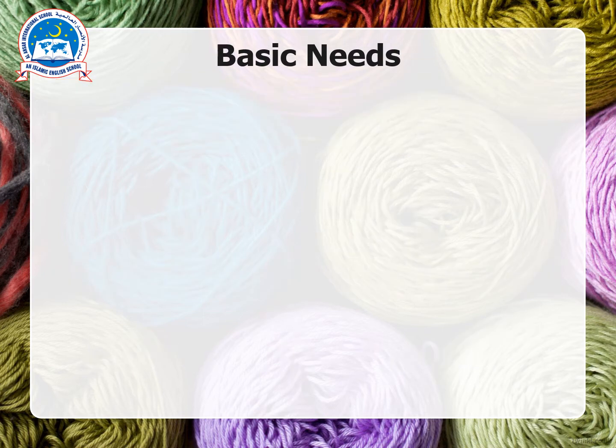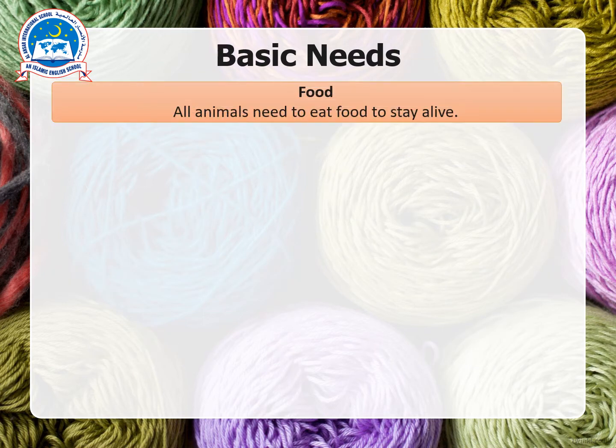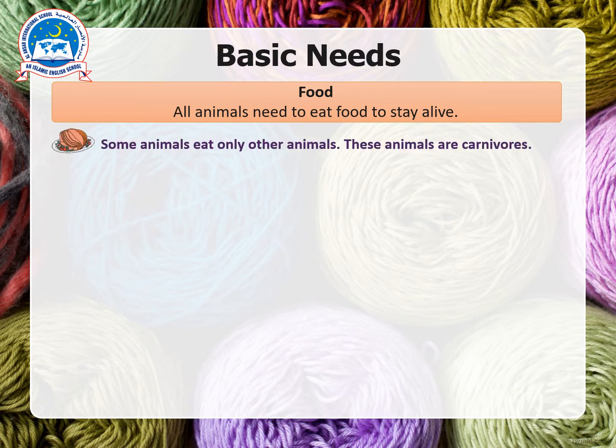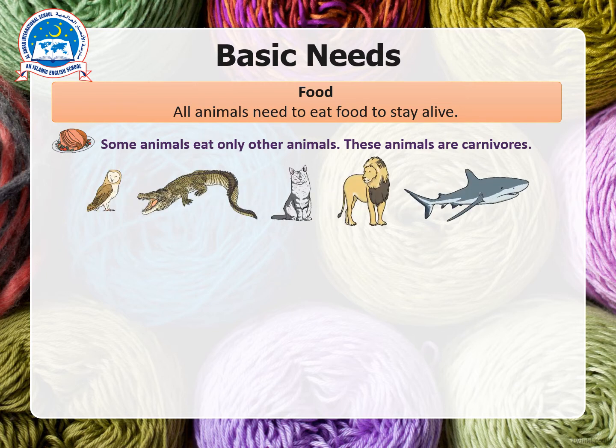Let's move on to another basic need. Food. You all need food. You all have to eat food to stay alive. So some animals eat only other animals. Can you think of those animals? Like lions, tigers, they hunt and eat other animals. That's their food. These animals are called carnivores, such as these.